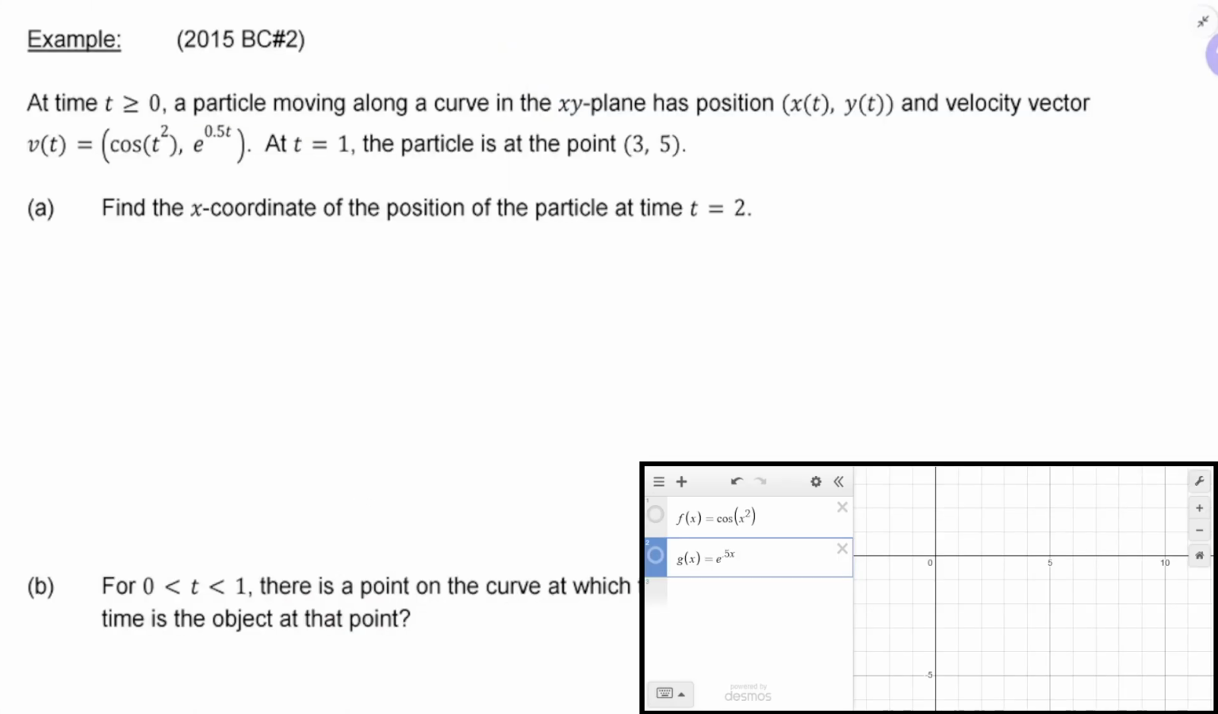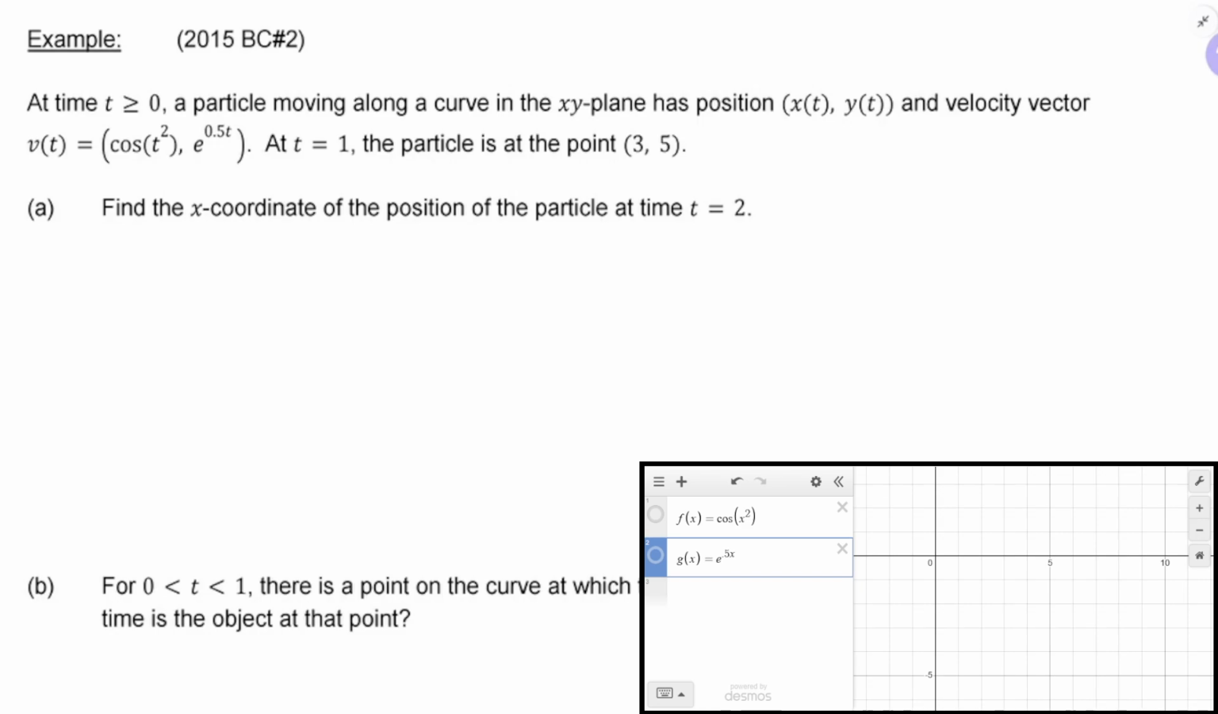Now, equipped with those formulas, we're ready to look at some free response questions. And parametric equations or 2D motion is a very common situation in AP Calculus free response, at least for the BC exam. So for time t greater than or equal to 0, a particle moves in the xy plane having position x of t, y of t, and velocity vector given by cosine of t squared and e to the 0.5t.